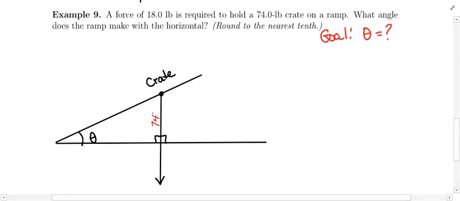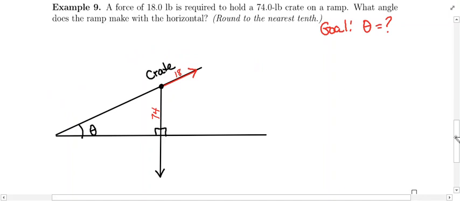We also know that there is a force of 18 pounds required to keep this crate in place. So if you have the crate, we don't want it to fall down the ramp. So there's some force that needs to act in this direction to hold the crate in place. This force vector, I am going to draw along the ramp, like this. This particular vector has a magnitude of 18. Based on all the information in the problem, this is how you need to do the drawing.